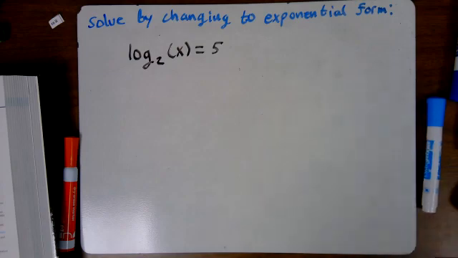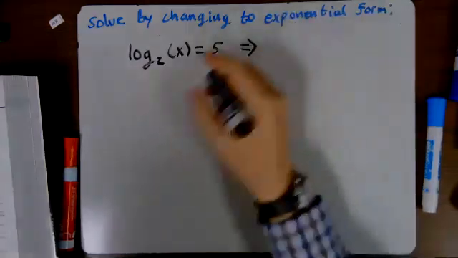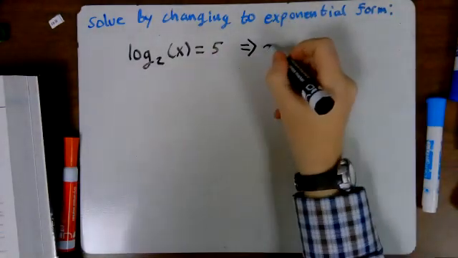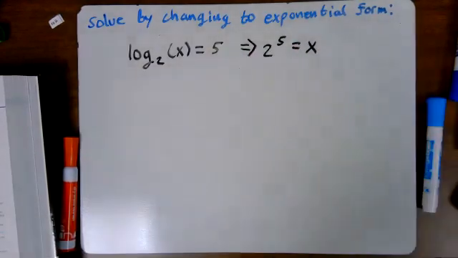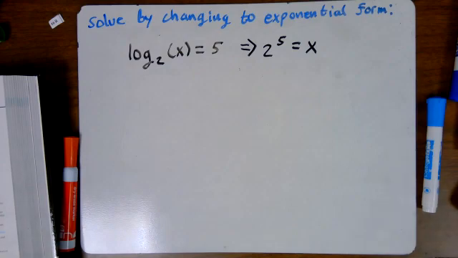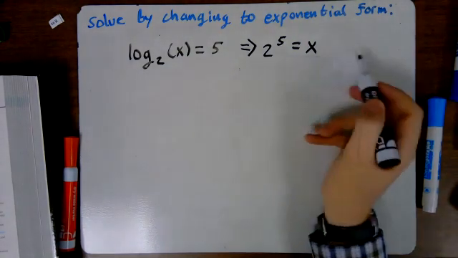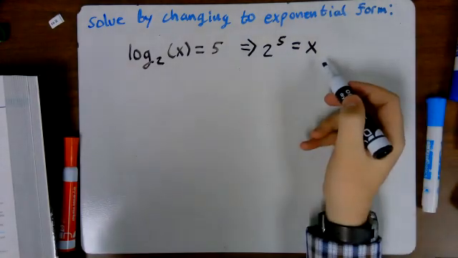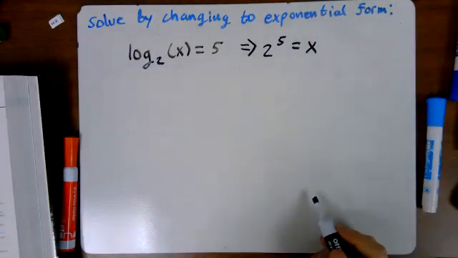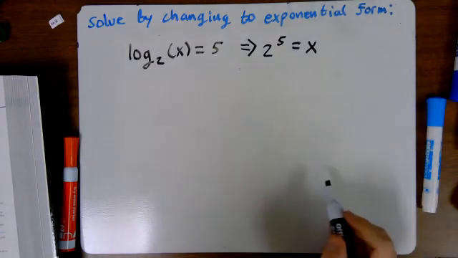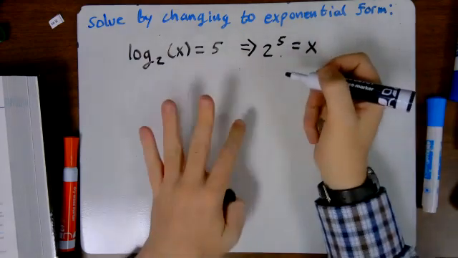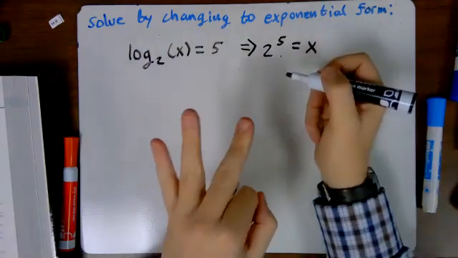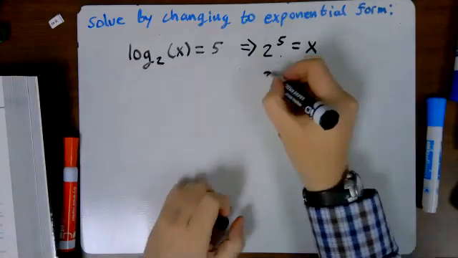Okay. So, using the property, we can replace this with 2 to the fifth power equals the inside here, which is x. Well, now this is a really simple equation to solve because it's already solved. We already have x on its own. We don't have any extra work. Two to the fifth power is 2 times 2 times 2 times 2 times 2. 2 times 2 is 4, times 2 is 8, 16, 32.